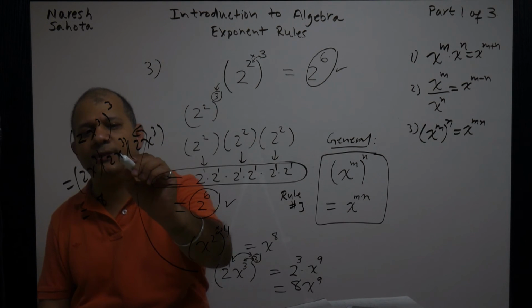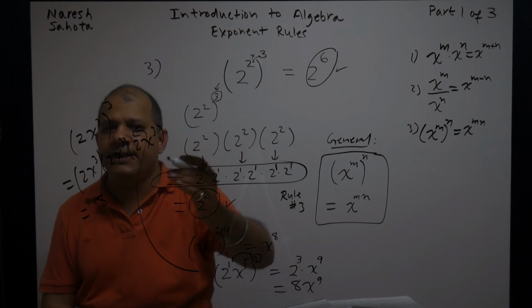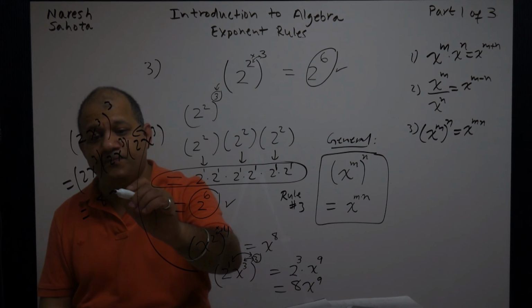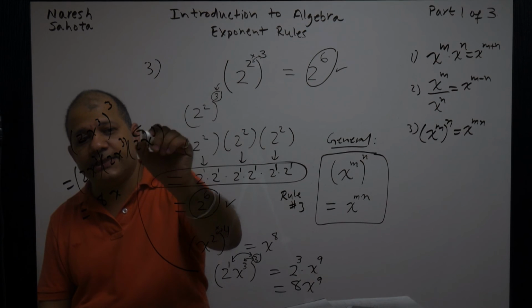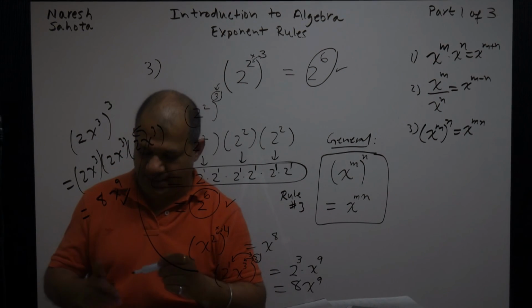Now what about x to the 3 times x to the 3 times x to the 3? So we're multiplying with same bases. Now we'll add the exponents. So x to the 3 plus 3 is 6, plus another 3 is 9. So there you go. So we get the same answer.